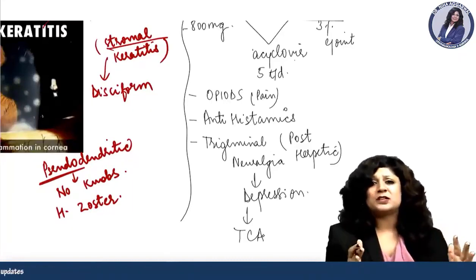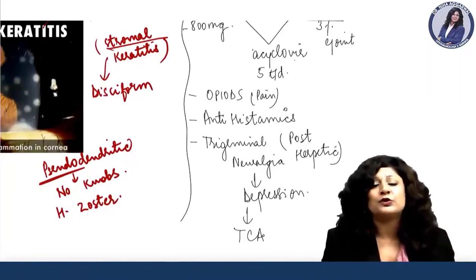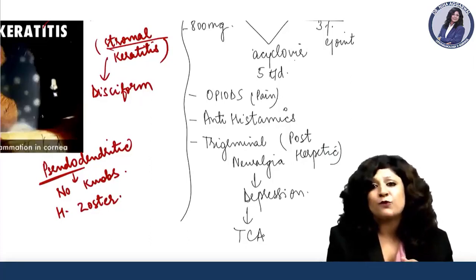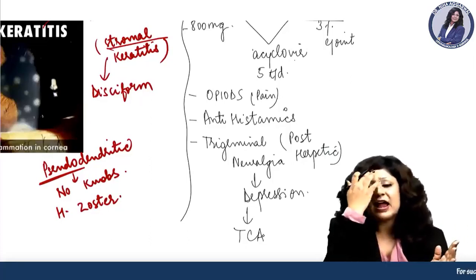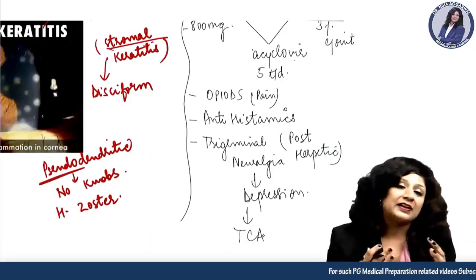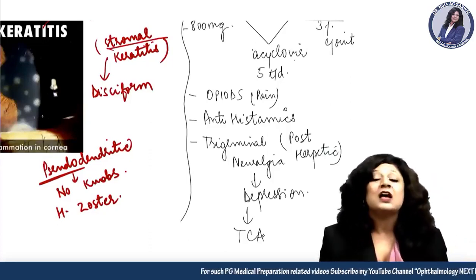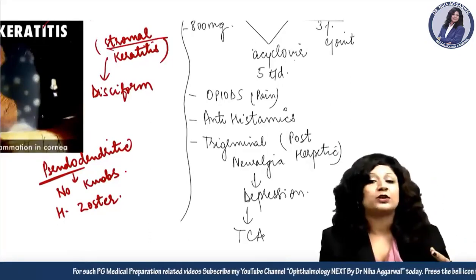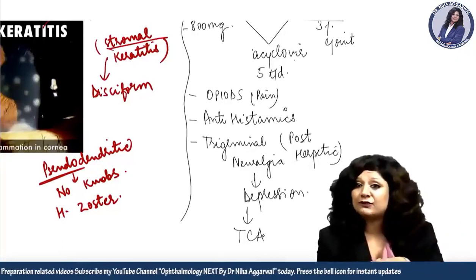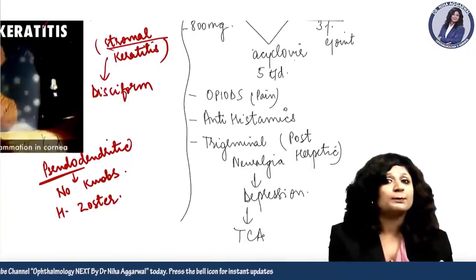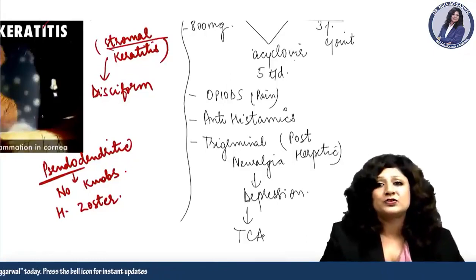So I hope this was very informative for you. We have discussed all the 4 corneal ulcers. I have tried to show you the comparative analysis of the 4 corneal ulcers, how they are presenting, what are the important causes, what are the differentiating features, what are the complications, along with the treatment.